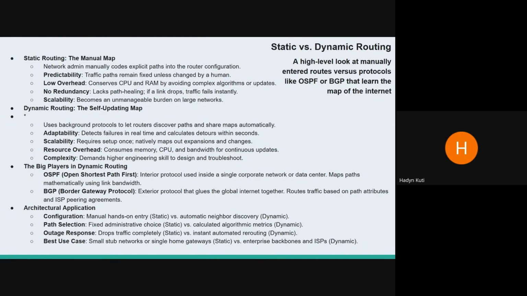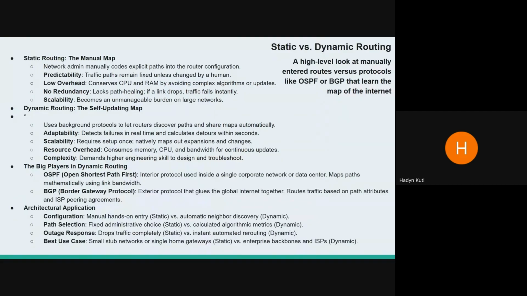Static versus dynamic routing. Static routing is the manual map. The network admin manually codes explicit paths into the router configuration. The traffic paths remain fixed unless changed by a human. This conserves CPU and RAM by avoiding complex algorithms or updates, and it lacks path healing. If a link drops, traffic fails instantly. This becomes an unmanageable burden on large networks.